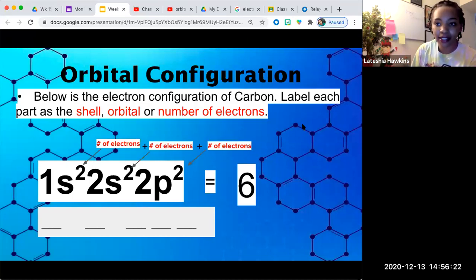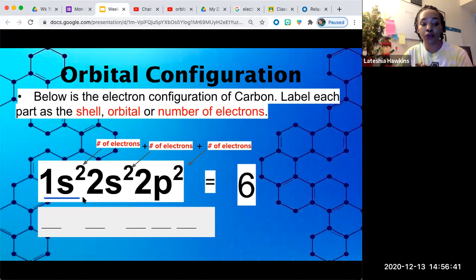So now let's practice. If I was doing this for carbon, the first step would be to write out your electron configuration. Okay, that's what we have here: 1s2, 2s2, 2p2.